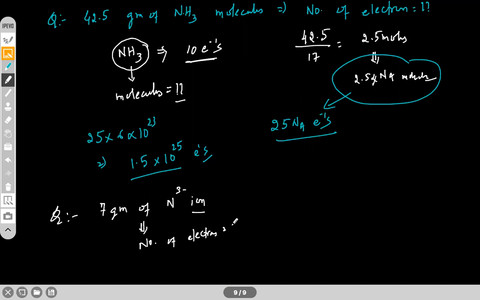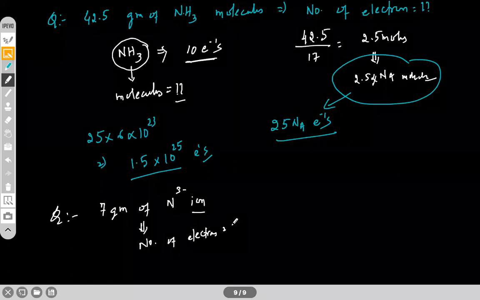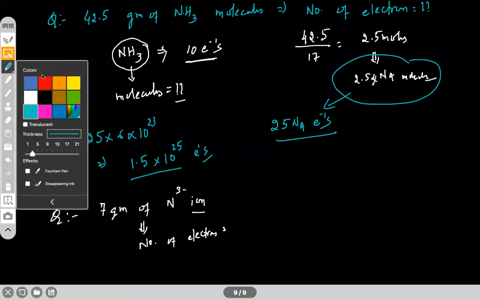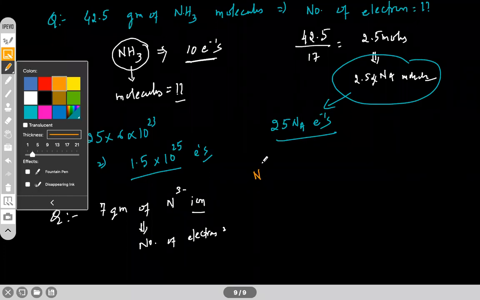See, it is the ion of nitrogen. So atomic mass will take that of nitrogen only. First of all, you tell me the number of electrons in N3 minus ion. In this we have 10 electrons.